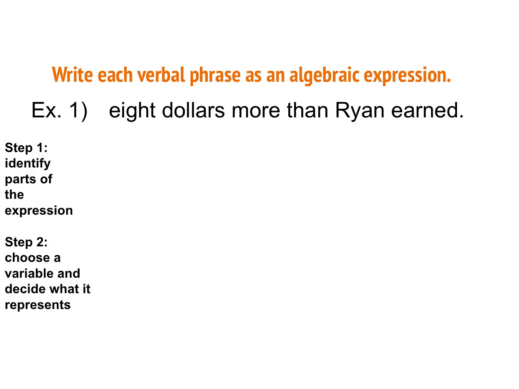So let's look at this first example. We're going to write this verbal phrase into an algebraic expression. So the first step we have to do is identify the parts of the expression, and then we need to choose a variable and decide what it represents. So let's look at this. It says "$8 more than Ryan earned." Well, let's look at the important information. I see 8, so I'm going to write 8. And then I see "more than," and more than in this case means I have to add. And then "Ryan earned." Do we know how much Ryan earned? No. So this is our unknown.